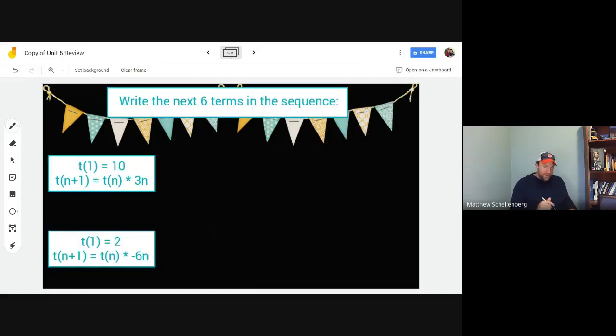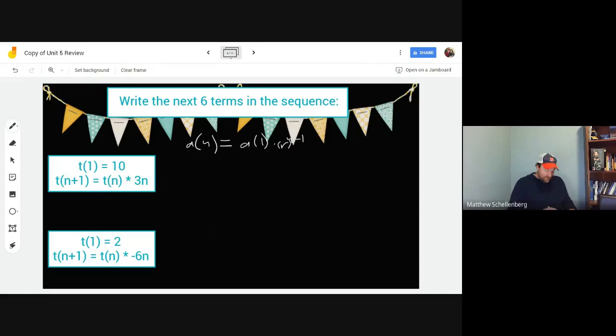Okay, what if it's geometric? Well, remember that a geometric formula is a of n equals a of 1 times r to the n minus 1 power. So what do we have? Well, let's just fill in what we know.